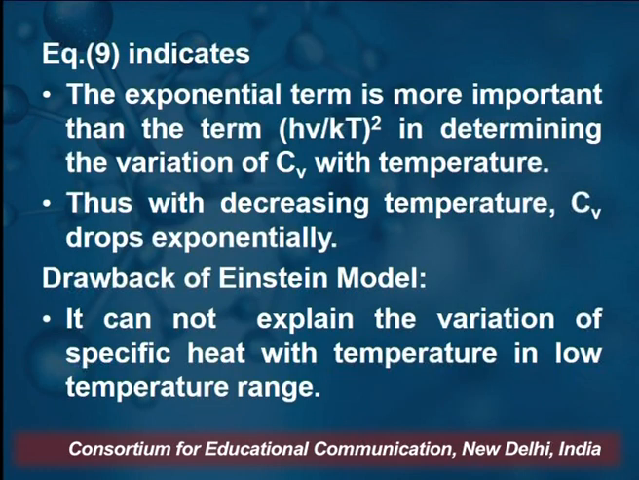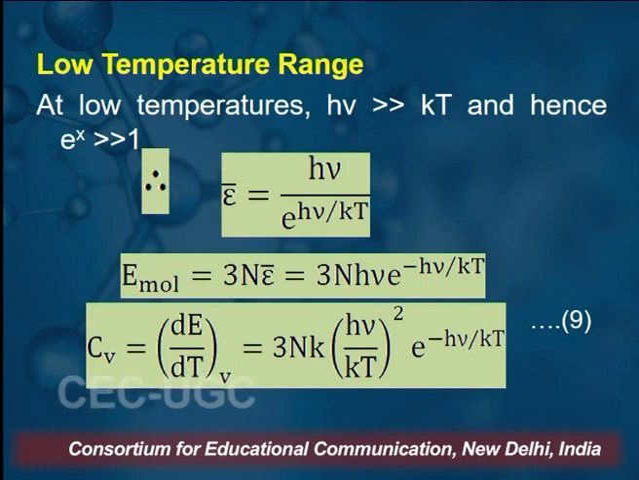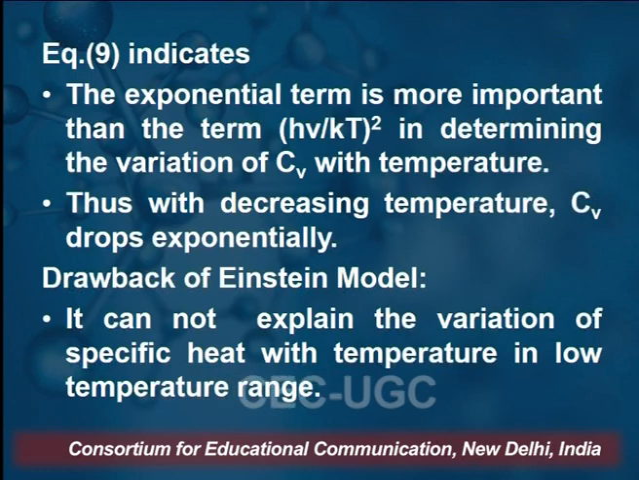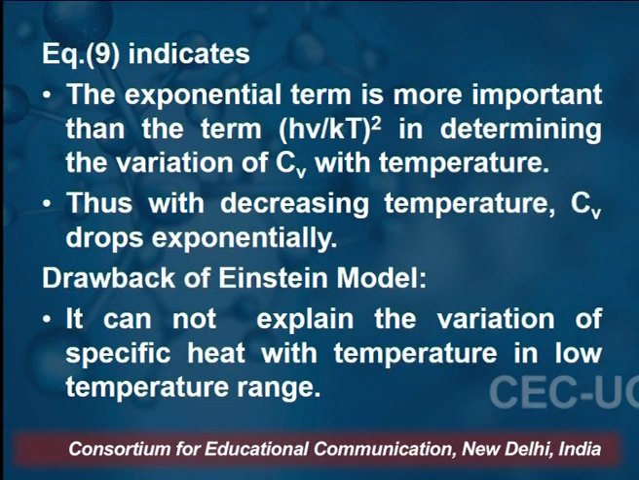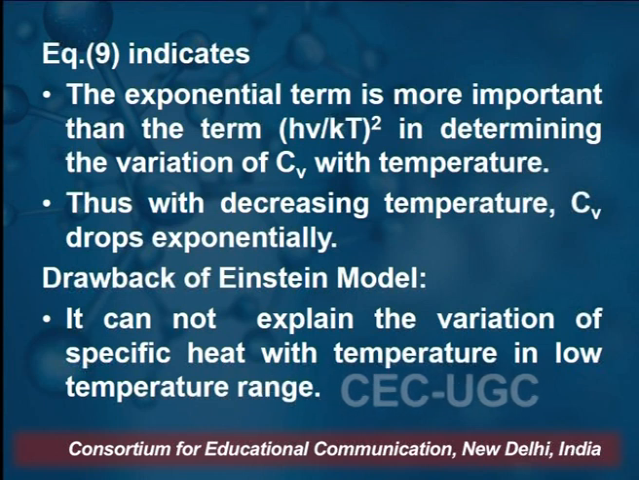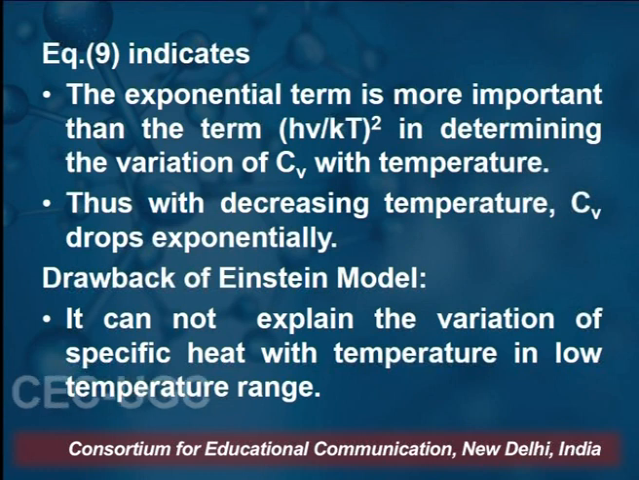This indicates that the exponential term, now if I look at equation number 9, that is CV becomes equal to 3nk (h nu by kT) whole square into e to the power of minus h nu by kT. This shows that the exponential term is more important than the term (h nu by kT) whole square in determining the variation of CV with temperature. CV is the specific heat. With decreasing temperature, the specific heat drops exponentially. So according to Einstein's model, with the decrease in temperature, the specific heat should drop exponentially.